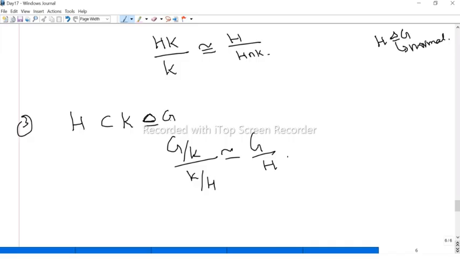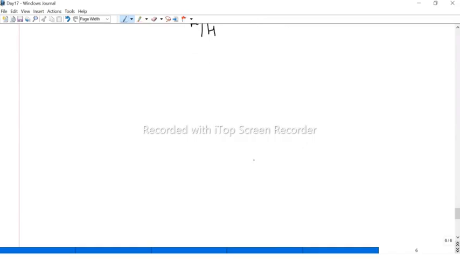So K is a normal subgroup of G, and H is a normal subgroup of K. Now the quotient we can define, G by H. This group divided by K by H is isomorphic to G by K. This is the third fundamental theorem of isomorphism of groups.